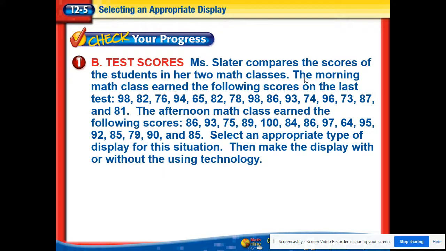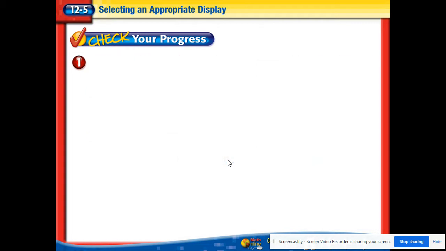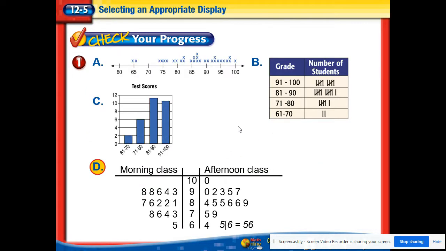Ms. Slater compares the scores of her students in her morning math class, a bunch of data here, and then her afternoon class. That's the appropriate type of situation. Again, we're comparing 2 sets of data, so we probably want to do this back-to-back stem and leaf again. So where's our back-to-back stem and leaf? That's D here. So that's the best way to go ahead.